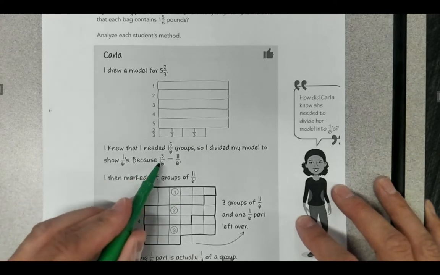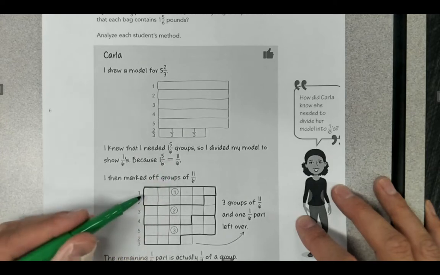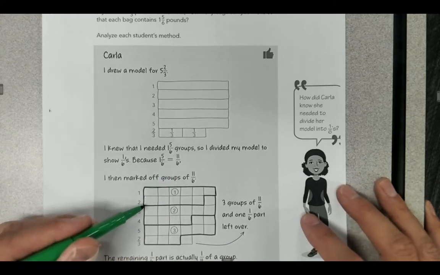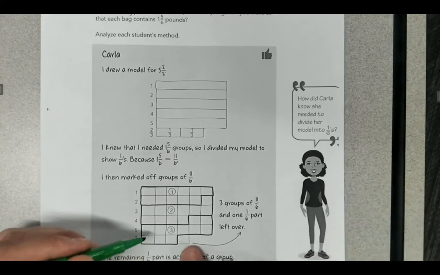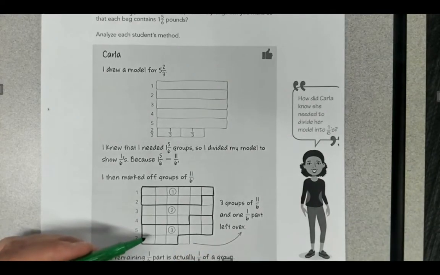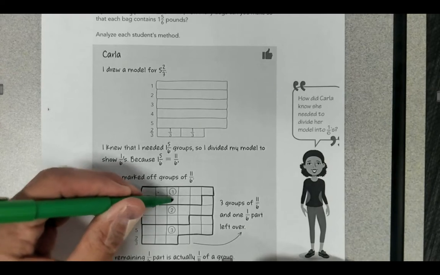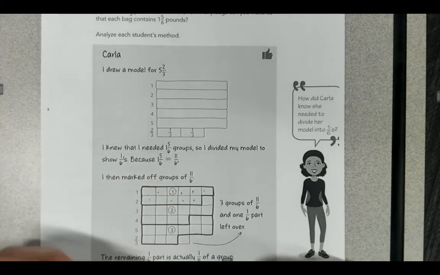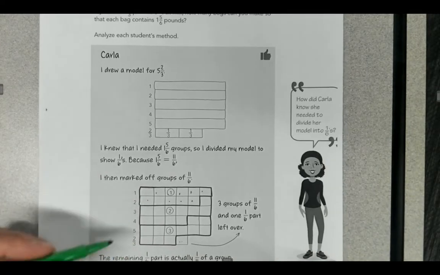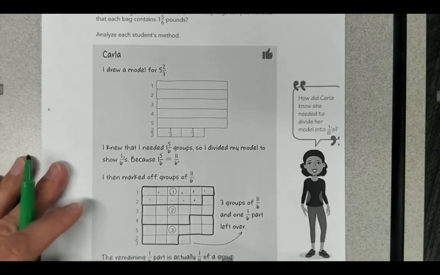She got 11/6 because 1 5/6, 1 times 6 is 6, plus 5 is 11, 11/6. And so she put circles around the full groups. And then she has one part left over, okay? And the remaining 1/6 of a part is actually 1/11th of a group. Whoa. There is 11 of these that make up a group. And since there was one part left over, it's 1/11th of the next group. And so she is able to make 3 and 1/11th bags of trail mix.